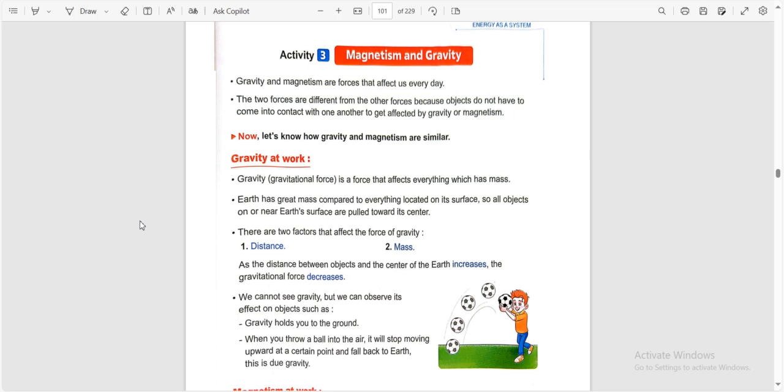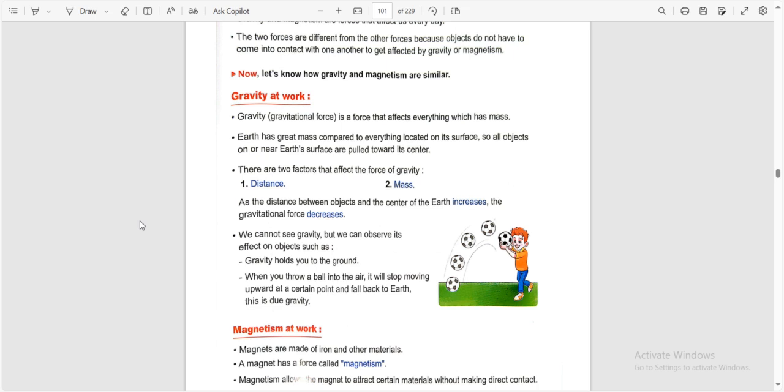So let's compare both magnetism and gravity. And we start with gravity. So we said that gravity is a force that affects anything that has a mass, and it's affected by two factors. One, distance. Two is mass. So, what do we mean by affected by these two factors? Well, when something changes in the distance between the object and the planet, the gravity force changes. And the more distance between the object and the center of the Earth, as the distance increases, the force of gravity decreases.